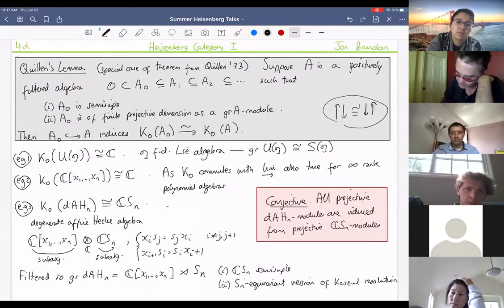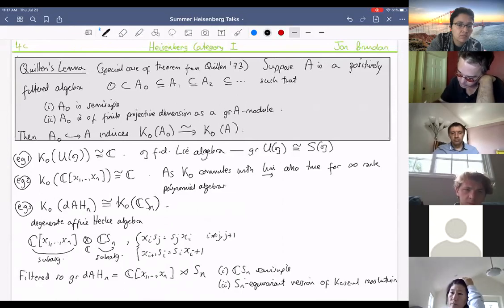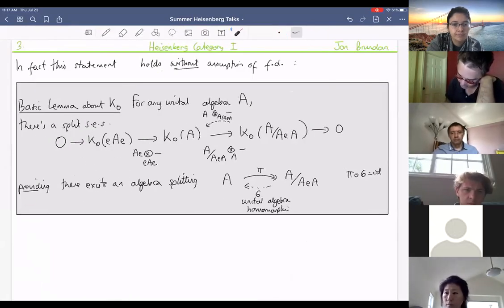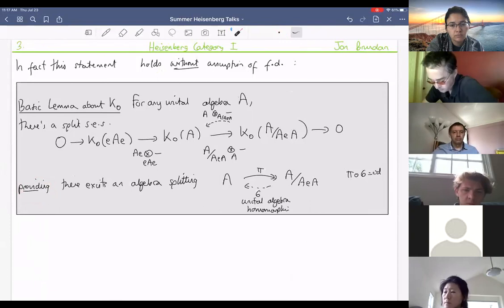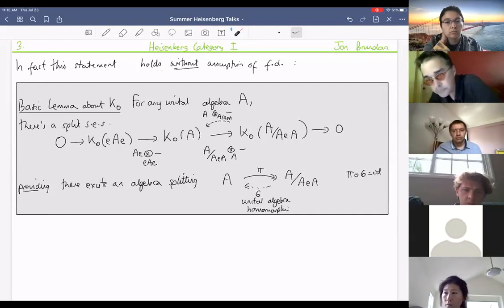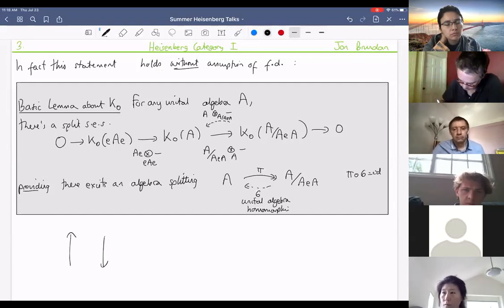So I had this splitting assumption, right? That's what you're talking about? Yes. So you need A mod AEA to be projective, basically, or sorry, you need this algebra splitting. I need to be able to split this quotient homomorphism. In the application, this was when you kill the diagrams with cups and caps in them? Yeah, exactly. Is it hard to verify this splitting?